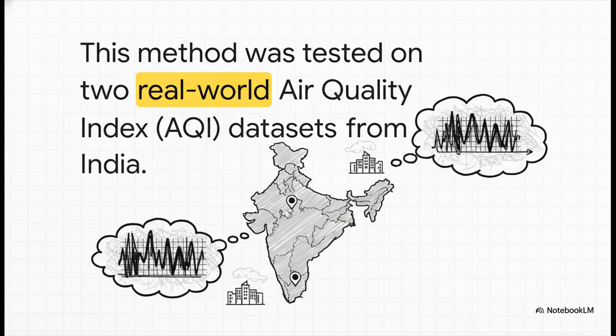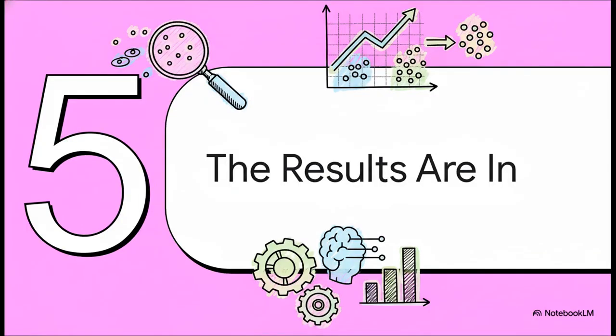And to prove this actually works, they didn't use some perfect synthetic lab data. No, they tested it on 2 messy, real-world data sets measuring air quality in India, the kind of data that's filled with the exact outliers that cause all these problems in the real world. Okay, this is the moment of truth. Did this whole pre-cleaning step actually make a difference? Let's take a look at the numbers.